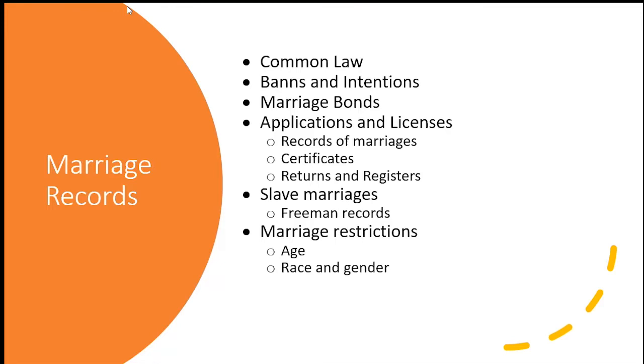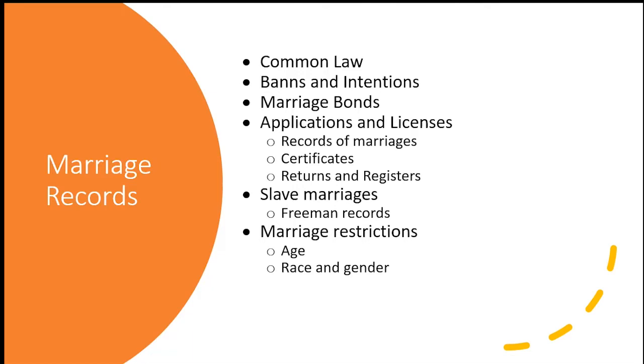Now, marriage records, really they concern things like common law marriage, and common law marriages are not recognized in all states, I might add. Banns and intentions, we talk about marriage bonds, applications and licenses. We're talking about records of marriages, certificates, returns and registers. And again, the returns and registers were when the officiating person at the marriage itself provided the information to either the city, town, or state.